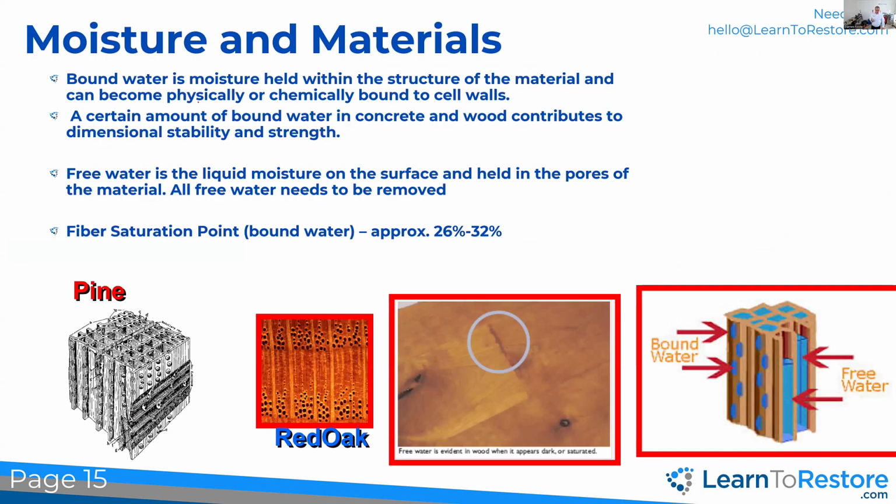Something else to be aware of is the relationship that the water has with materials. We have what's called bound water and we have free water. There's also what we refer to as surface water, which is on the surface, but we lump free and surface water together. So the bound water is what's held within the actual structure of the material, and it is bound to the cell walls.